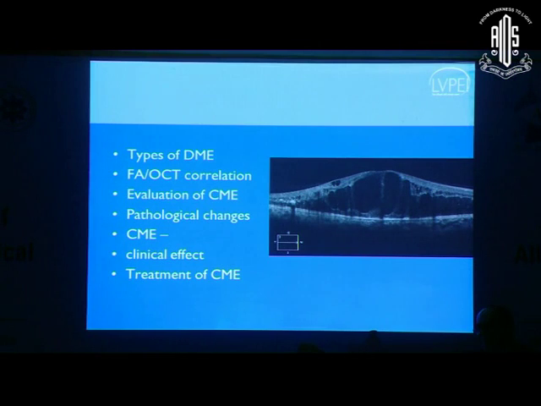So my topic is very challenging in terms of there will be a lot of overlap with the previous speakers or even the forthcoming speakers, but I have tried to localize myself only in the central cyst area. So let's see what we are going to see in the forward slides. I'm just going to brief you about the types of DME, how we actually correlate the fluorescein with the OCT, and what we evaluate when you look at any cystoid macular edema and the pathological changes it causes, and what are the clinical effects of these cysts and the treatment of cystoid macular edema.